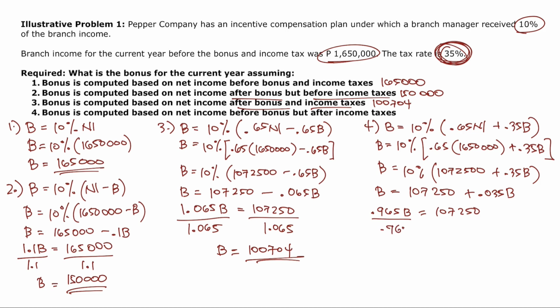Divide 0.965 both side, makukompute na natin yung bonus. So, here on scenario number 4, bonus will be equal to 107,250 divided by 0.965, or this is equal to 111,140. So requirement number 4, 111,140 will be our final answer. Okay? Are we good? Hopefully we're good, no?